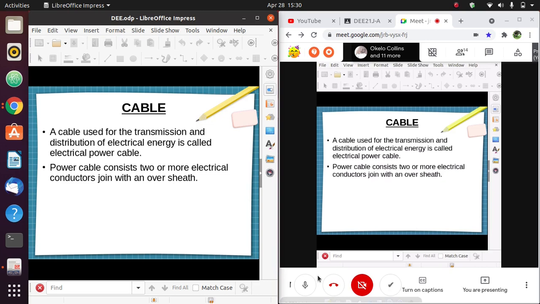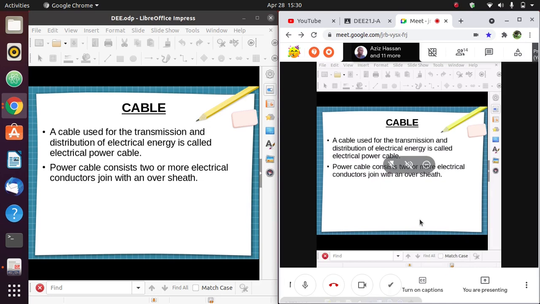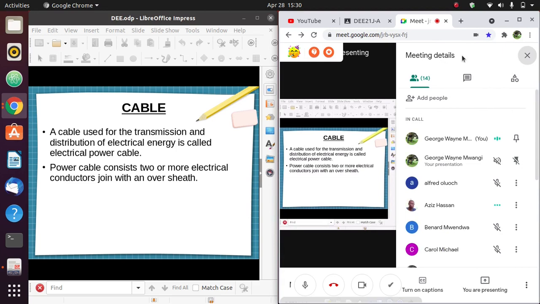Now, a cable. Before I even talk about what a cable is, I want you to tell me, do you know what the difference is between a cable and a wire? Mnajua tofauti ya cable na wire ni nini? Hapana. Hata ujajaribu umeshasema hapana. We will try. What is the difference between a cable and a wire?